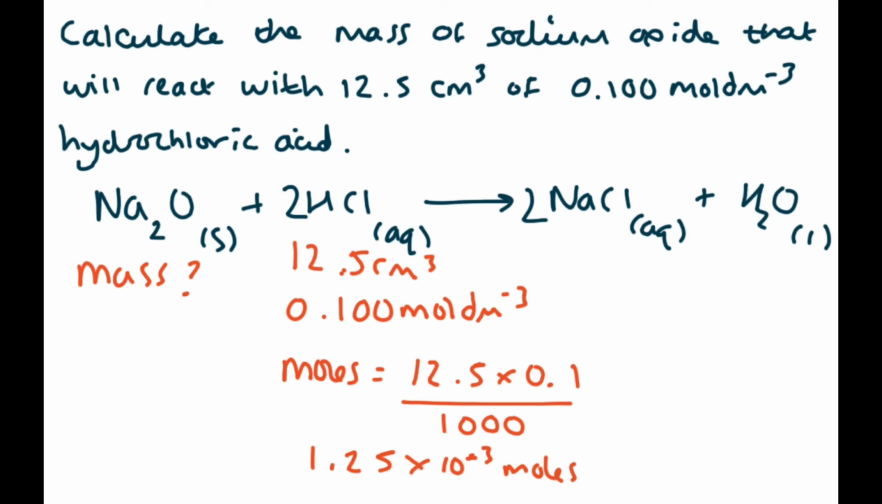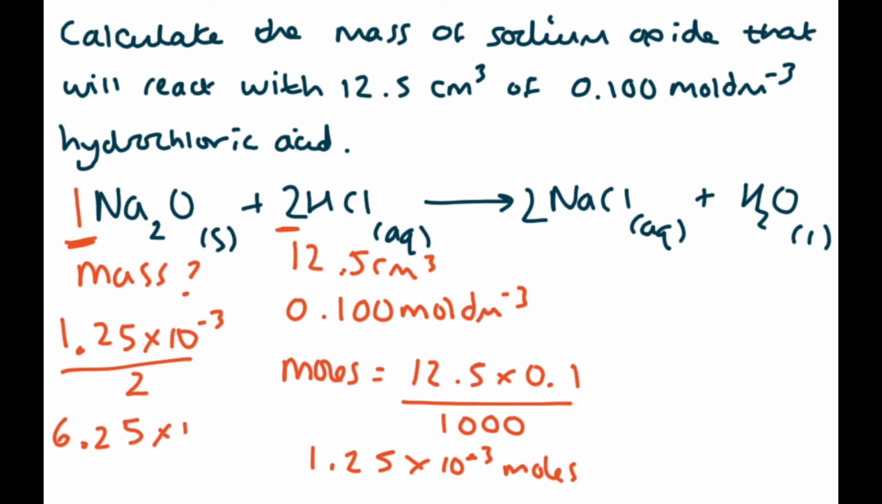And then we look at the ratio. The ratio is 1 to 2. So the moles of sodium oxide is half. So we're going to take the moles and halve it in order to get the moles of sodium oxide. So that's going to be 6.25 times 10 to the minus 4. I hope you're also doing this on your calculator, and that's the moles of sodium oxide.